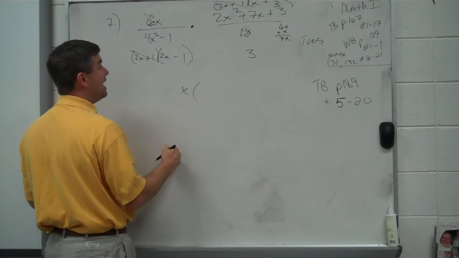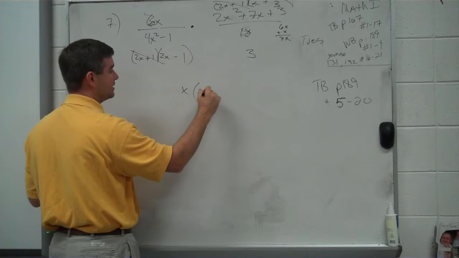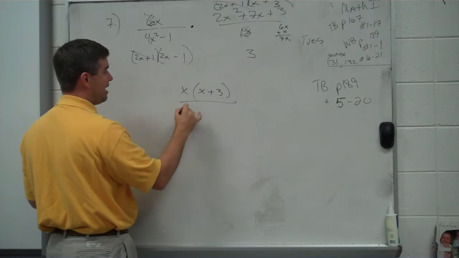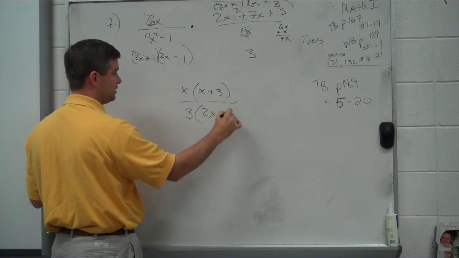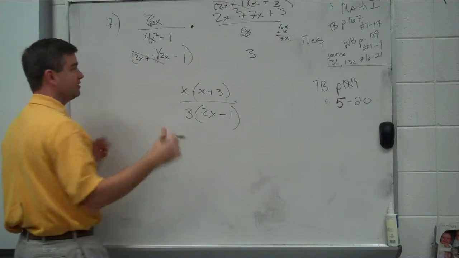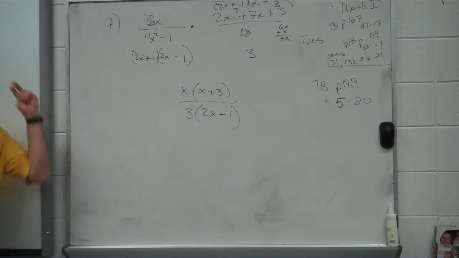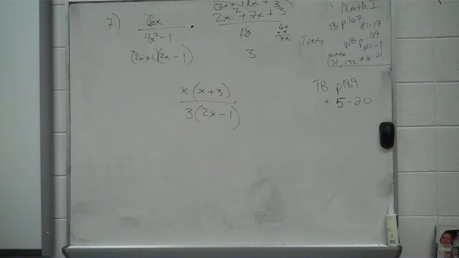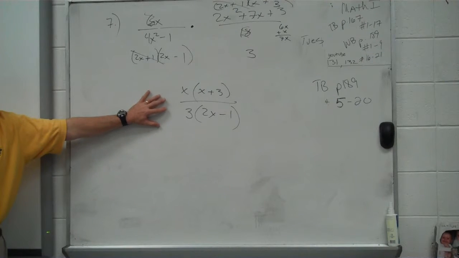So on the top I have x, that x, and I have x plus 3. On the bottom I have a 3 and a 2x minus 1. That value and that value are the only things left on the bottom. So I had 2 terms on the top, 2 terms on the bottom. Does anything cancel? Can the 3's cancel? No. Can the x's cancel? No. Nothing cancels. When you get to this step, nothing cancels.